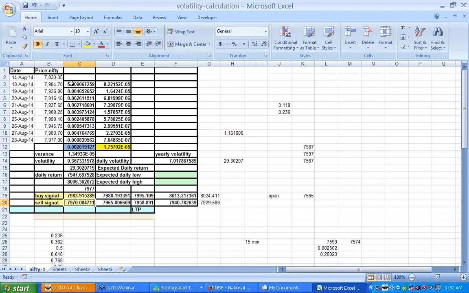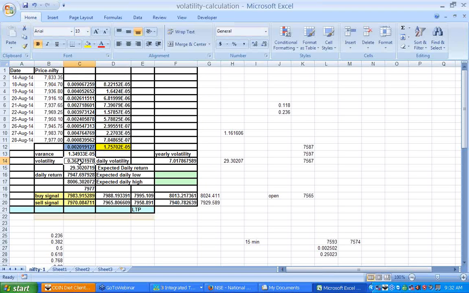How to calculate the volatility? First we have taken the logarithm of current day divided by previous day. Then we have taken the square of this logarithm value at each step. Then we have taken the average of this logarithmic value and the average of this squared logarithmic value. Then we calculate one factor called variance, which is the average of the squared logarithmic values minus the square of the average logarithmic value. The square root of that variance, multiplied with 100, gives us the volatility.